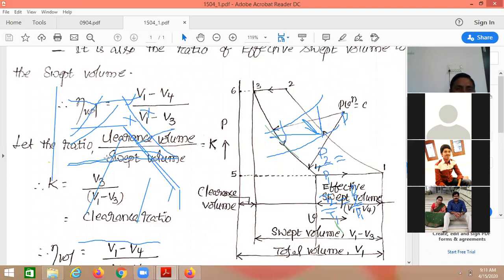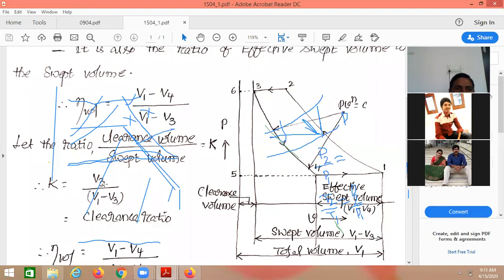So what does clearance ratio mean? That is the ratio between the clearance volume and the swept volume. What is the clearance volume in this cycle? That is the volume corresponding to V3. Volume corresponding to V3 divided by the swept volume by the piston. Swept volume we have just seen is V1 minus V3. What do we call that ratio? Clearance ratio.